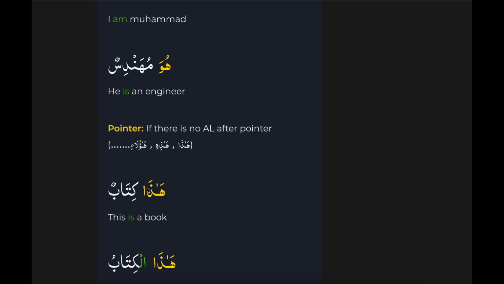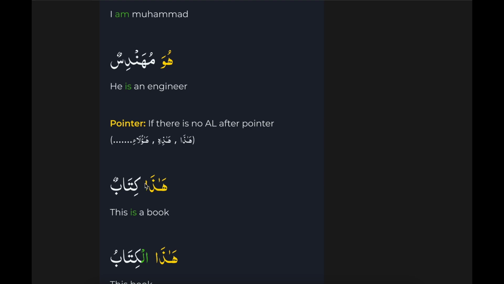For example, هذا كتاب. هذا means this. هذا is a pointing word. So right after it, I don't see any al. So I can add is. This is a book. Kitabun, a book.